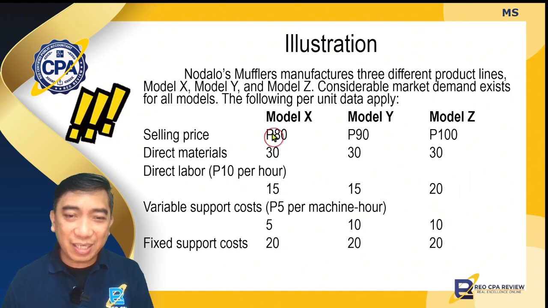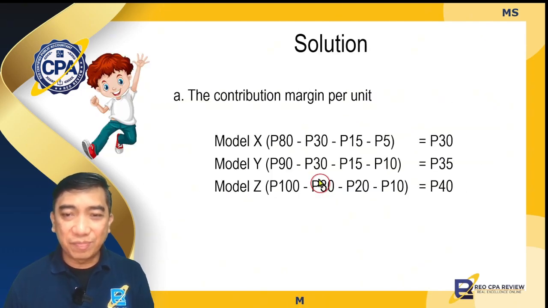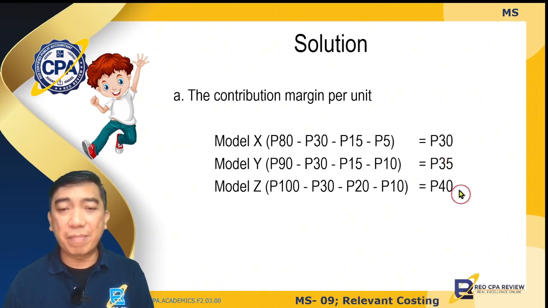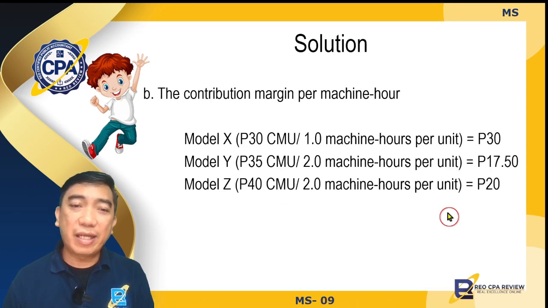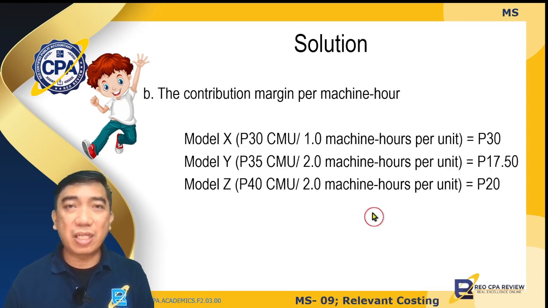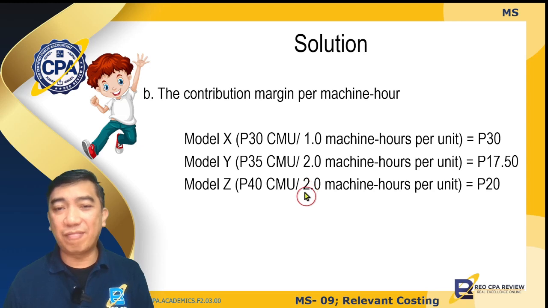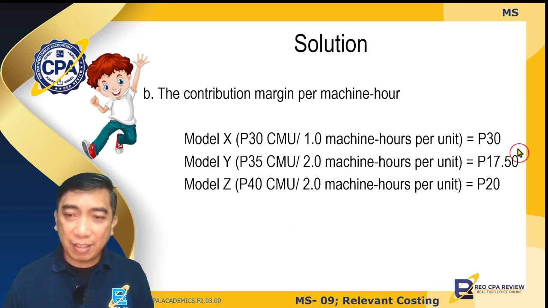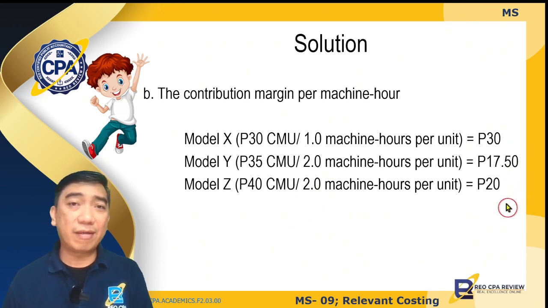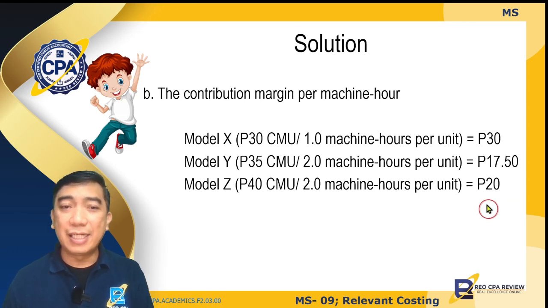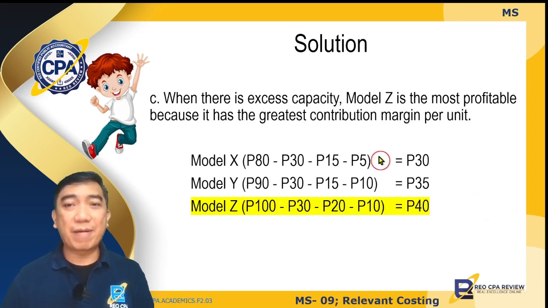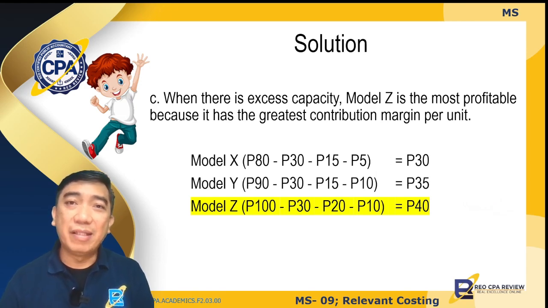Okay? So, class, ganun lang yan ha. Ganun lang. Okay, baka problemahin mo pa yan. 80 minus 30, 15, and 5. Okay? So, nothing new. See? That's 30, 35, and 40 respectively. Question letter B, what is the contribution margin per machine hour? Kanina, di ba? Nilagay natin doon 1 hour, 2, and 2 hours respectively. So, pag dinivide natin yan, ito na magiging sagot. Model X, Y, and Z, 30, 17.50, and 20 pesos respectively. Now, here comes the decision analysis. When there is excess capacity, which is more profitable to produce?